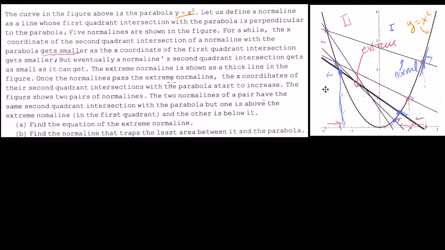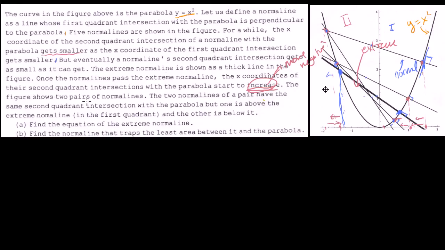Once the normal line passes the extreme normal line, the x-coordinates of their second quadrant intersections with the parabola start to increase. And when they say they start to increase, they're actually just becoming more negative. That wording is bad. I should change this to more negative, or they're becoming larger negative numbers. Because once you get below this, then all of a sudden the x intersections start to push out more in the second quadrant. Fair enough.